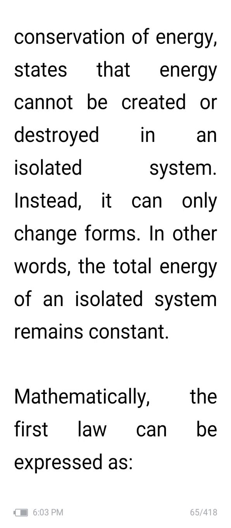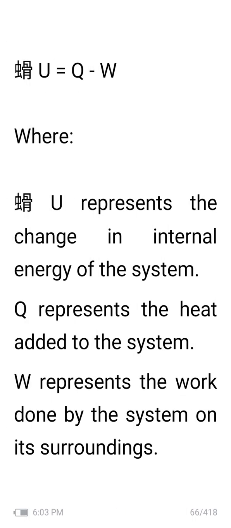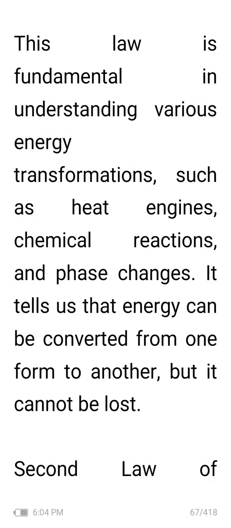Mathematically, the first law can be expressed as ΔU = Q − W. So ΔU represents the change in internal energy of the system. Q represents heat added to the system. W means the work done by the system on its surroundings. Remember that. This law is fundamental in understanding various energy transformations such as heat engines, chemical reactions, and phase changes. It tells us that energy can be converted from one form to another, but it cannot be lost.